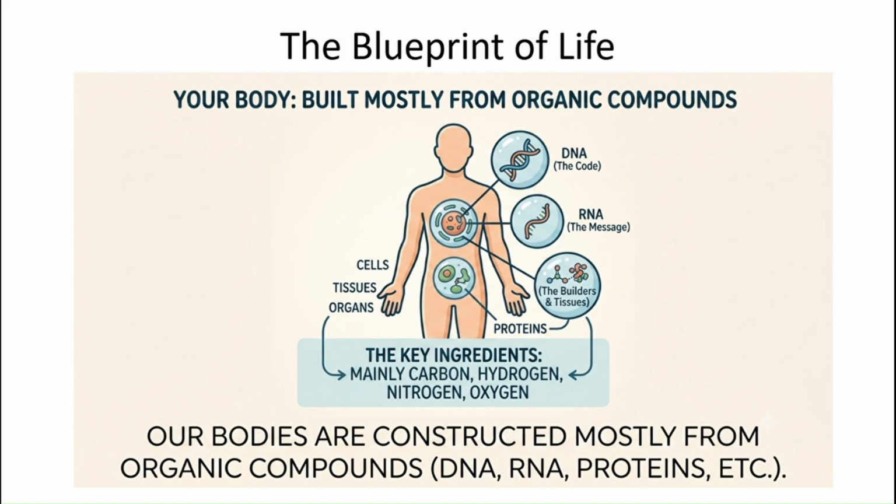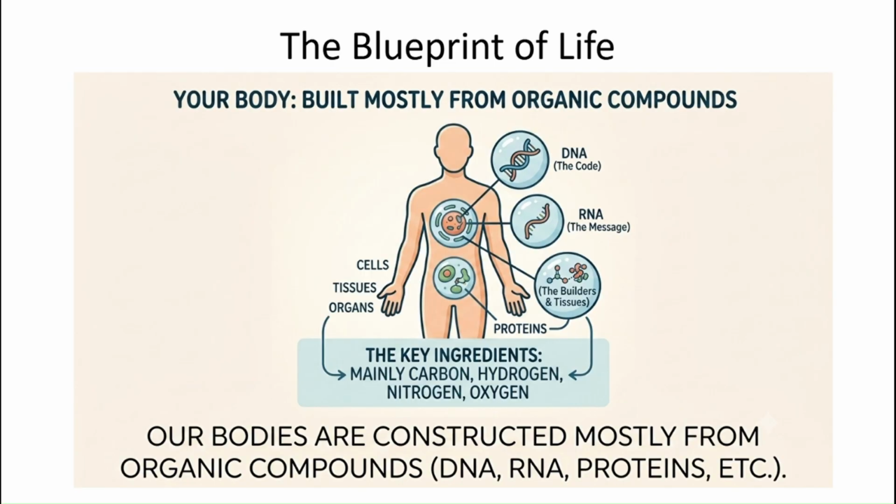The blueprint of life. Once we realize organic chemistry is simply carbon chemistry, we begin to see that carbon is the primary building block of life itself. Look at your own body. If you strip away the water, almost everything left is an organic compound. For example, DNA, the double helix master blueprint storing all your genetic information. RNA, the messenger that carries instructions to build what your body needs. And proteins, the enzymes and structural beams working to drive your muscles, skin, and immune system.